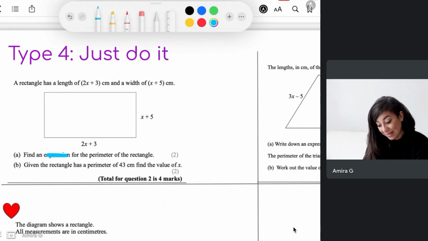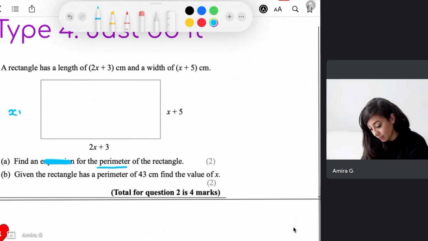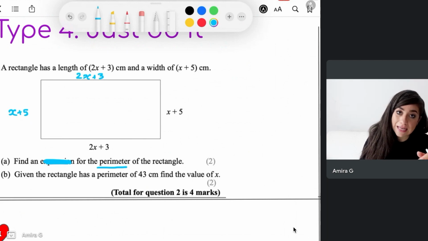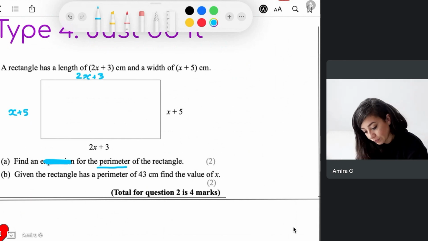So a rectangle has these lengths and width given in the picture. For the perimeter, stop there. That's what I care about, perimeter. I know that it's a rectangle, so the other sides are the same. You've got x plus 5. You've got 2x plus 3. I'm going to write it out just in case somebody makes a mistake with adding it. You get a mark for writing it out, okay? So 2x plus 3 plus 2x plus 3 plus x plus 5 plus x plus 5.